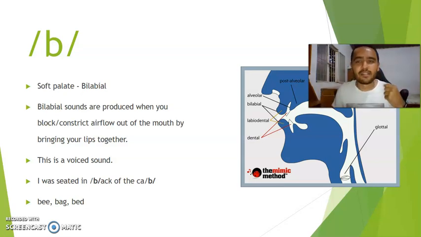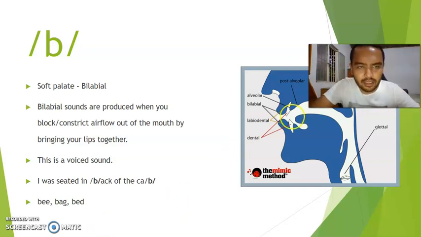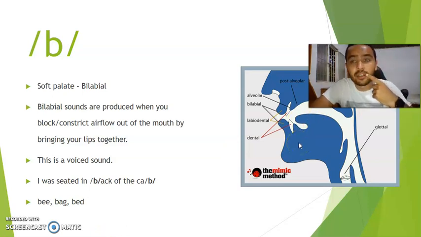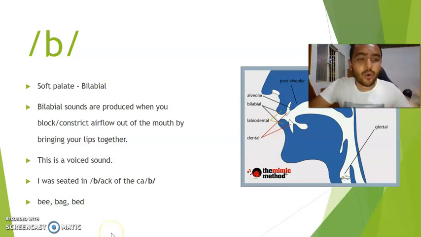So let's start. This is ba, the sound of B. It is bilabial. Bilabial sounds are produced when you block or constrict the airflow out of the mouth by bringing your lips together. So this is a voiced sound.